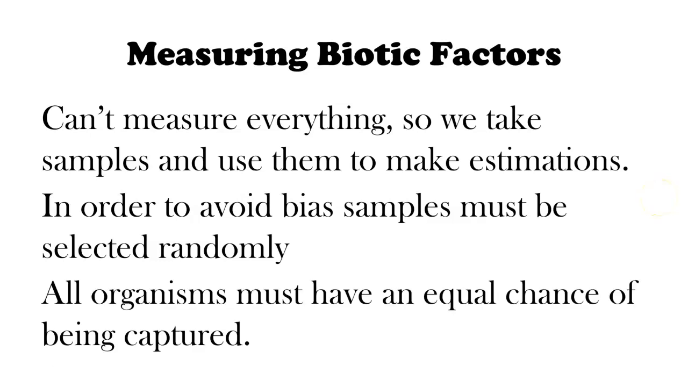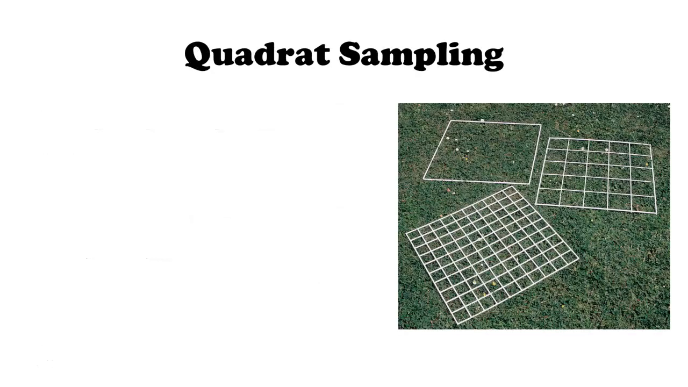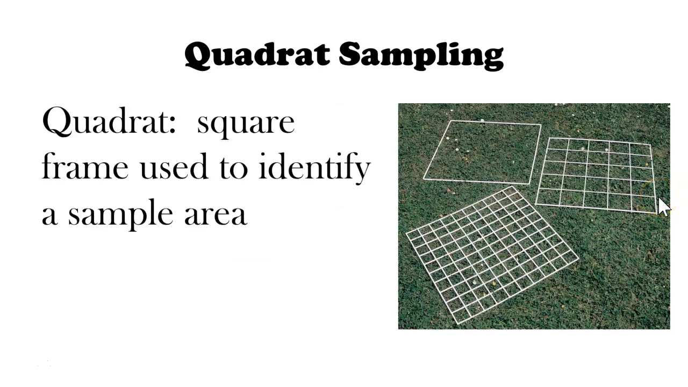And what this does is produce a scenario in which all organisms have an equal chance of being captured and accounted for. One biotic sampling technique that can be utilized is called quadrat sampling. A quadrat is simply a square frame used to identify the area that you want to draw a sample from. Basically, you lay this frame down in a specific area of the community that you want to take your sample.